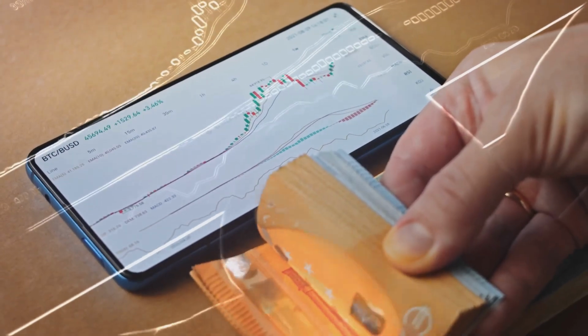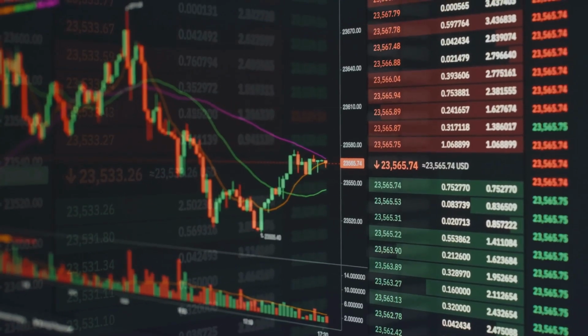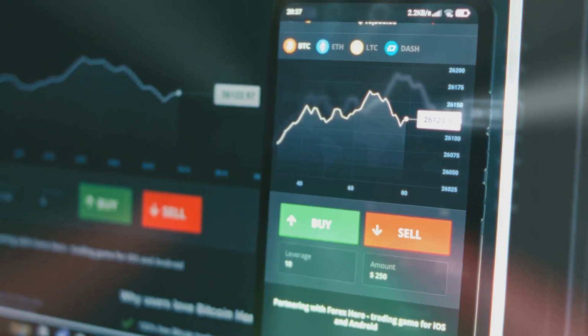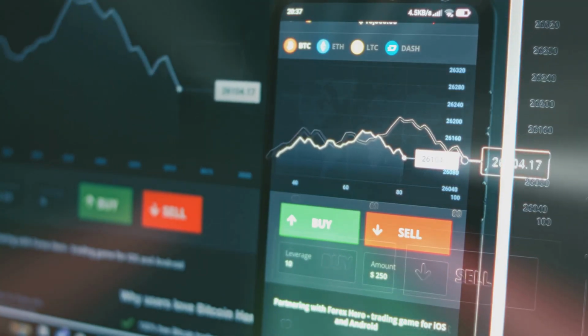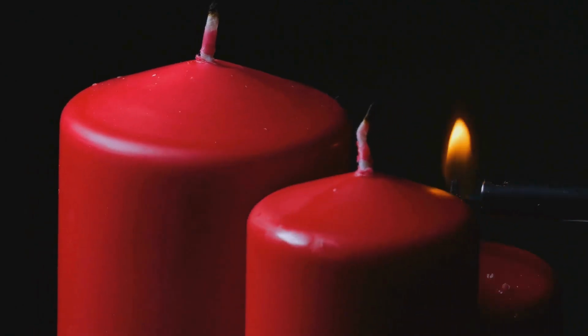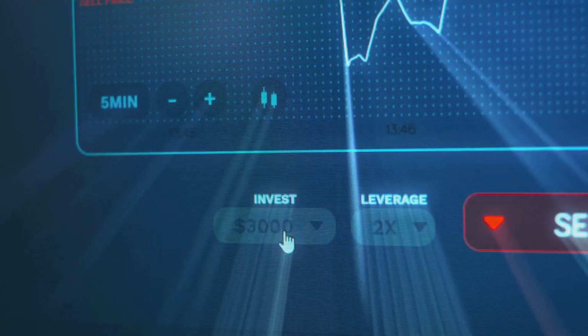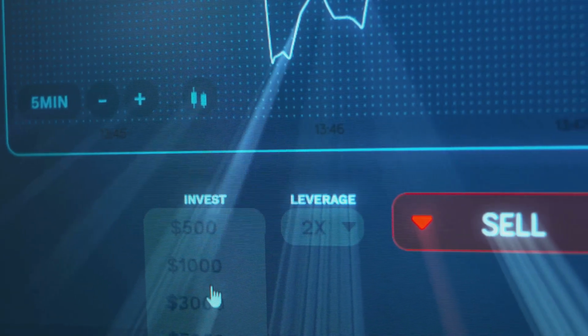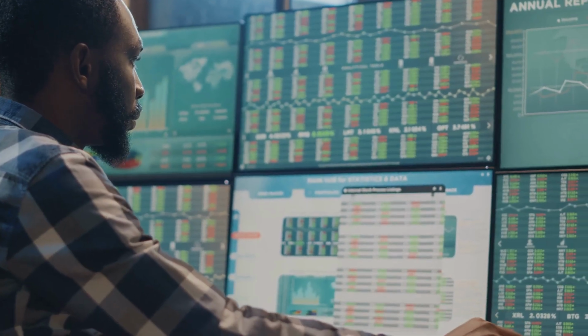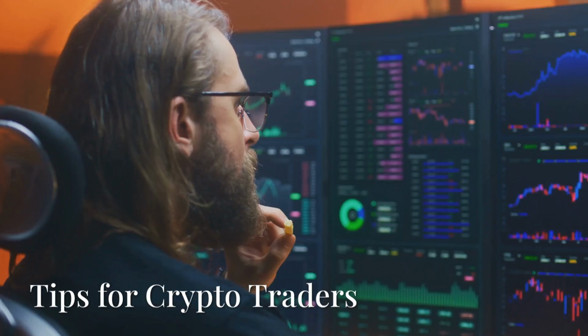Now for the bearish engulfing pattern. This pattern can signal the end of an uptrend. First, you see a small green bullish candle. This is followed by a large red bearish candle. The body of the red candle completely covers the green one. This means sellers have overwhelmed the buyers. It's a very negative sign for crypto prices. Remember, patterns are more reliable with confirmation.